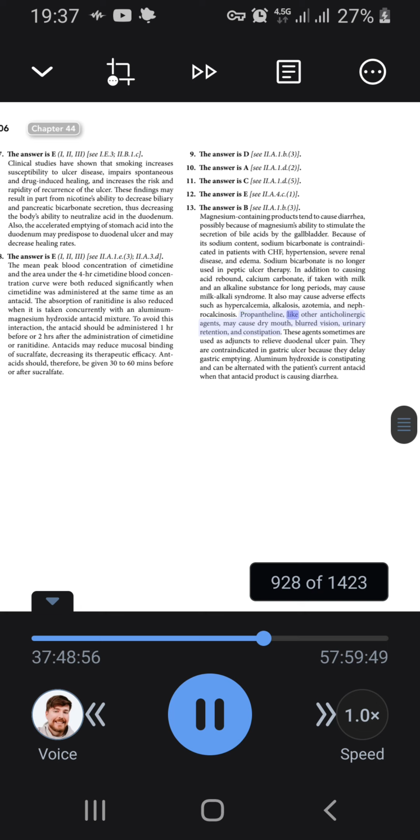Propantheline, like other anticholinergic agents, may cause dry mouth, blurred vision, urinary retention, and constipation. These agents sometimes are used as adjuncts to relieve duodenal ulcer pain. They are contraindicated in gastric ulcer because they delay gastric emptying. Aluminum hydroxide is constipating and can be alternated with the patient's current antacid when that antacid product is causing diarrhea.